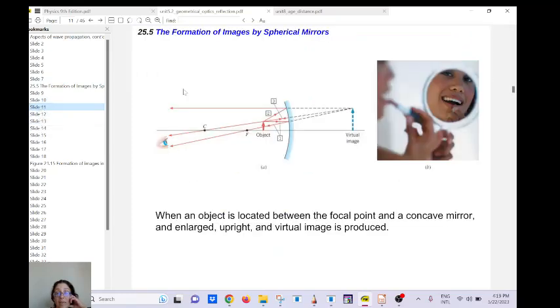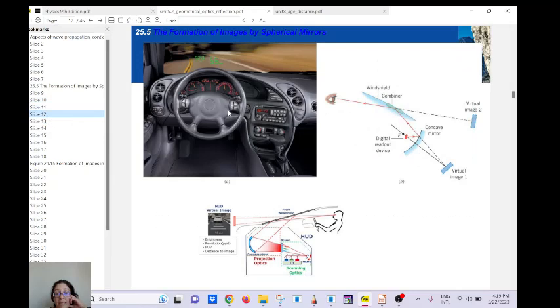So applications: makeup. Another example is interesting technology. Here you have a virtual image on the windshield. It's going to tell you how far the car in front of you is, or your speed, or other information. The way it works is that you have the object, which is the screen with the numbers. The beam bounces off a concave mirror, and then off a plane mirror, and what you see is a virtual image beyond that mirror here.